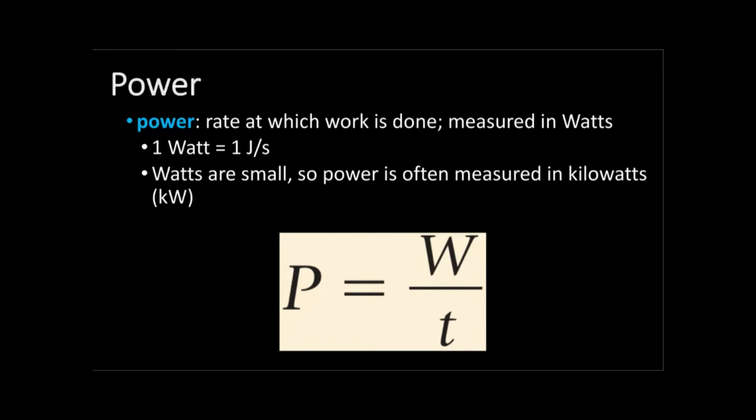Okay, so the next thing we're going to talk about is power. And power is the rate at which work is done, and it's measured in watts. Since power is a rate, it can be fast or slow, and so time is involved.